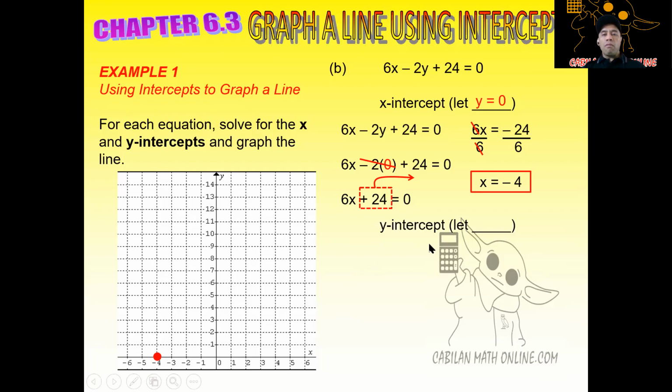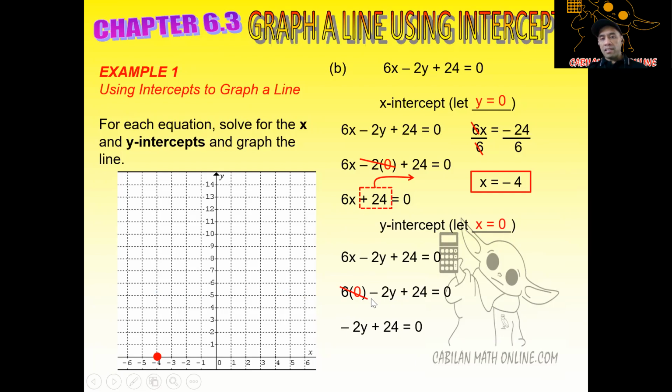All right, so to solve for the y-intercept, all you have to do here in this case again is let the opposite letter be 0. So the opposite letter for the y-intercept is going to be the x. So we're going to let the x equal 0 and then substitute it in for the x. Now for this one again, don't forget when you multiply a number by 0, it's always going to cancel out and become 0. And we have -2y and 24 equals 0 remaining.